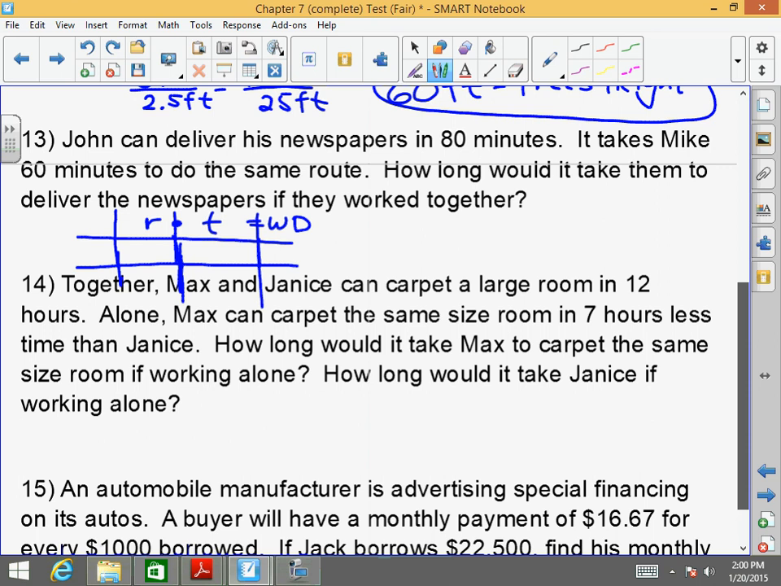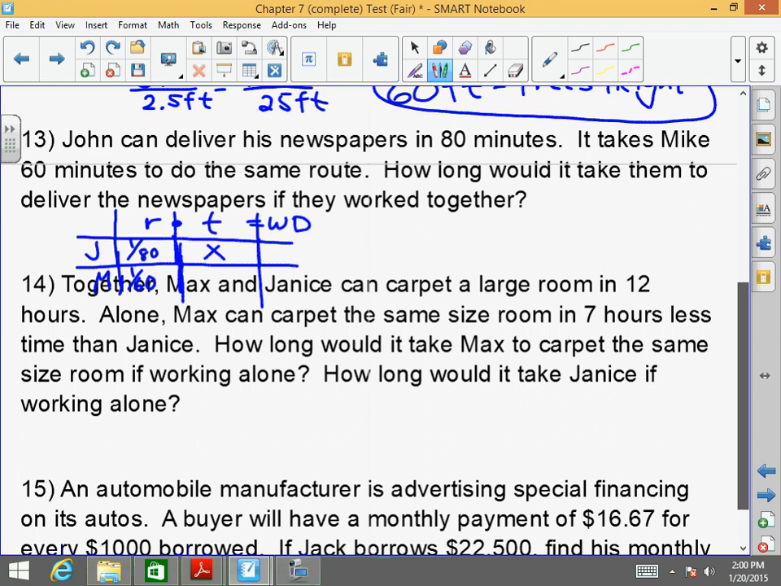Okay. So I've got John, and I've got Mike. John can do it in 80 minutes, so he does 1/80th of the job in a minute. And Mike, in 60, he does 1/60 of the job in a minute. What's the time that it's going to take for both of them to do the same job?